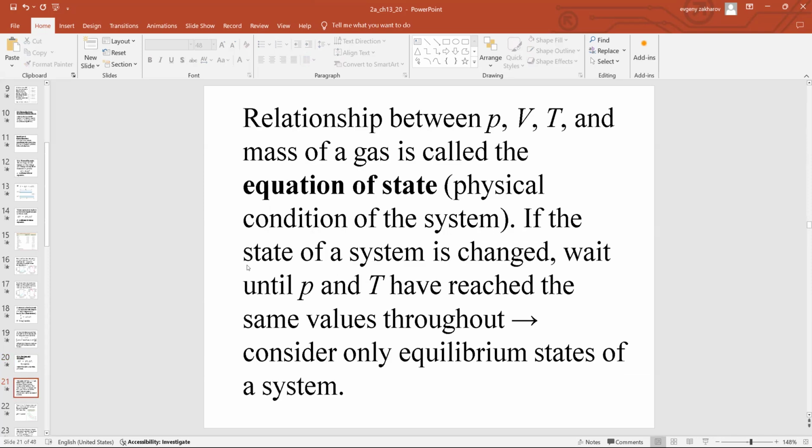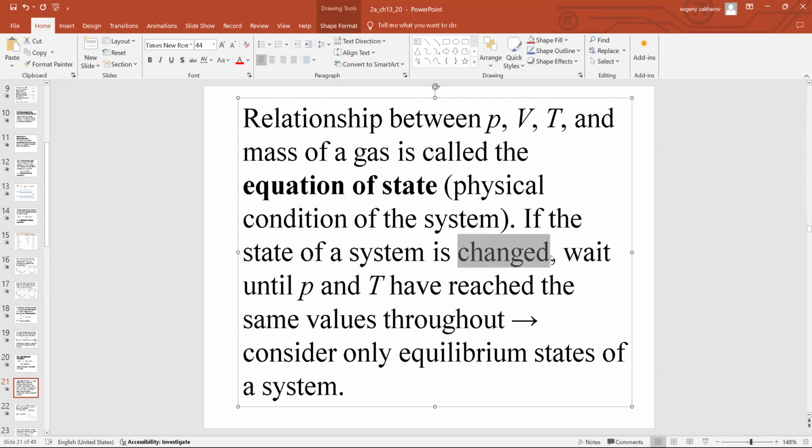You have a so-called equation of state, the physical condition of the system. And if something is changing, then you will see the change in the other parameters as well. So change the pressure, you will see how temperature and volume change. Change the temperature, then pressure and volume will change.